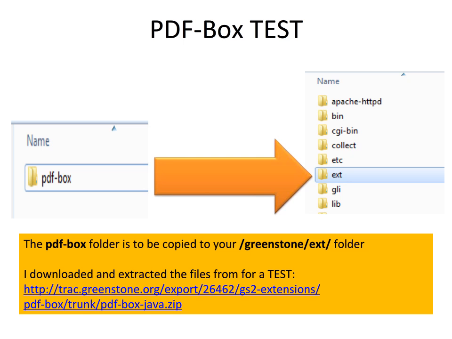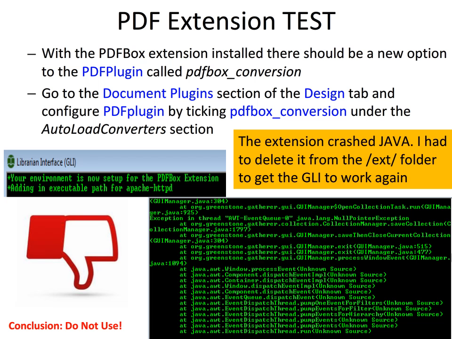So I downloaded the PDF box extension, unzipped it. It was in a zip archive, which gave me a folder called PDF-box. I copied that folder into the ext folder of Greenstone. How well did it work? Well, it doesn't.